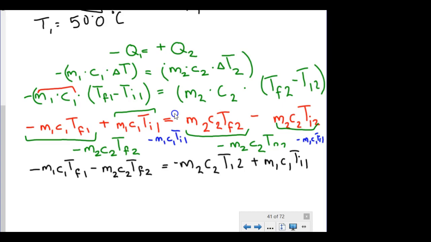So I have the mass of water sample 1 times the specific heat capacity of sample 1 times the final temperature of number 1. Subtract.